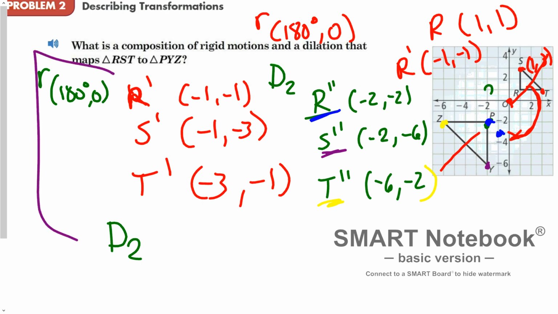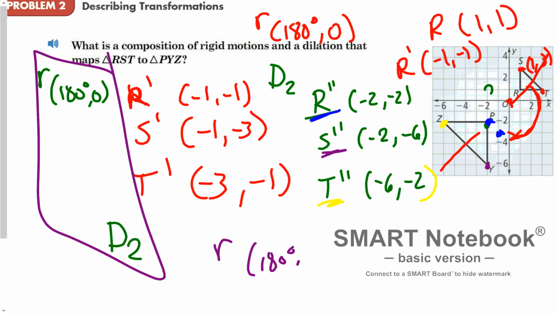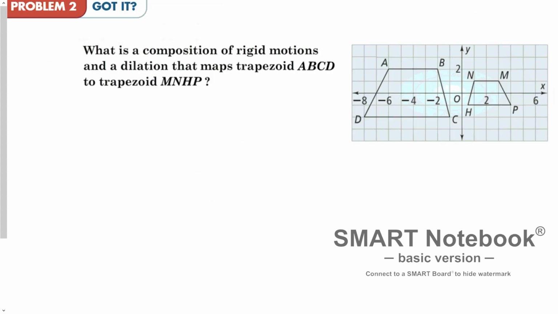So this right here is a rotation of 180 degrees. You can write it like this, about the origin, and then a dilation of 2. Or you can say that in words. So that's pretty much how this goes. So there is problem number 2. Here's the one that you're supposed to do.